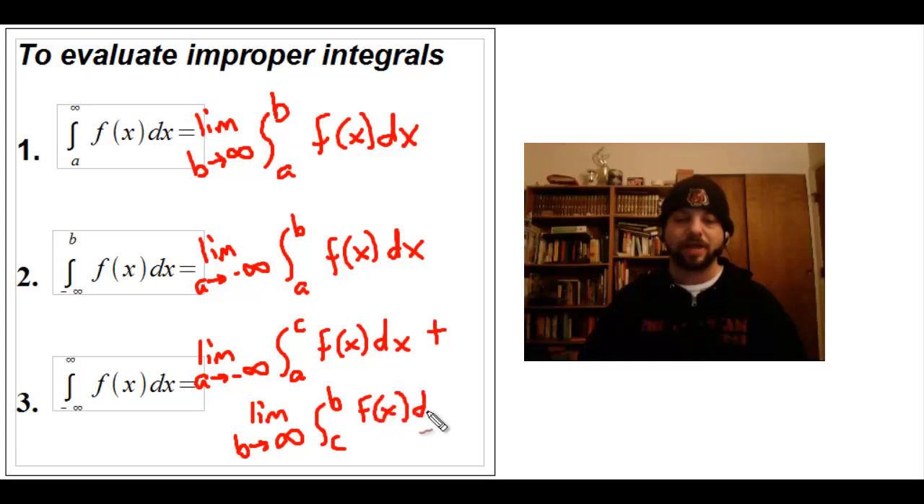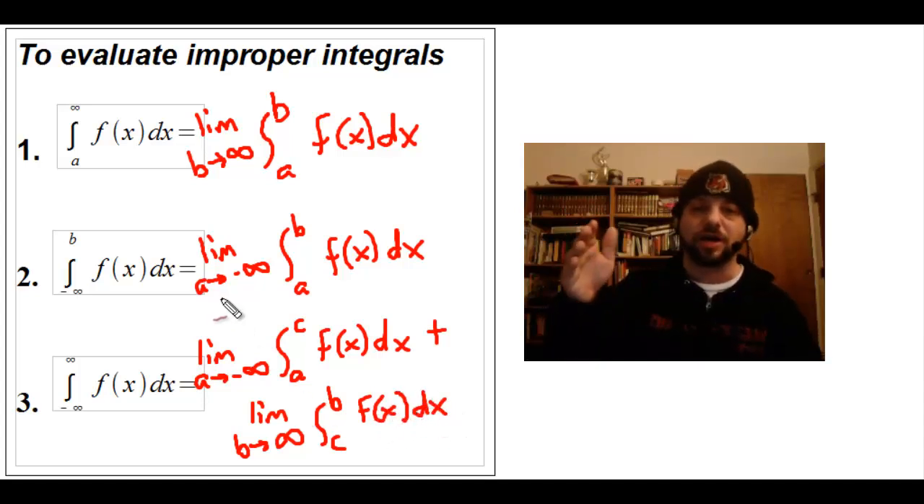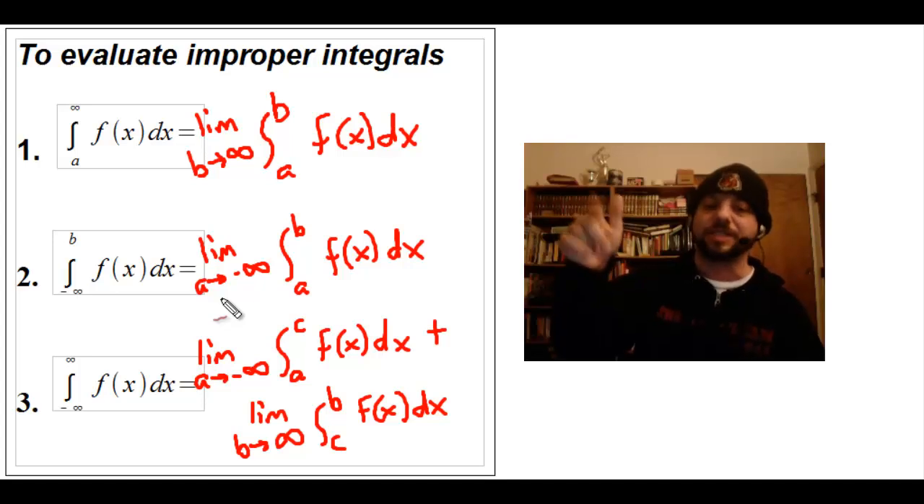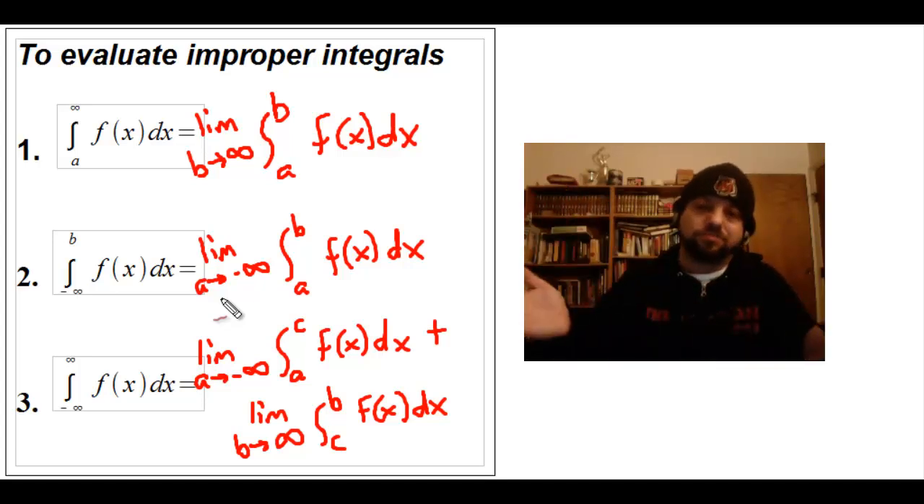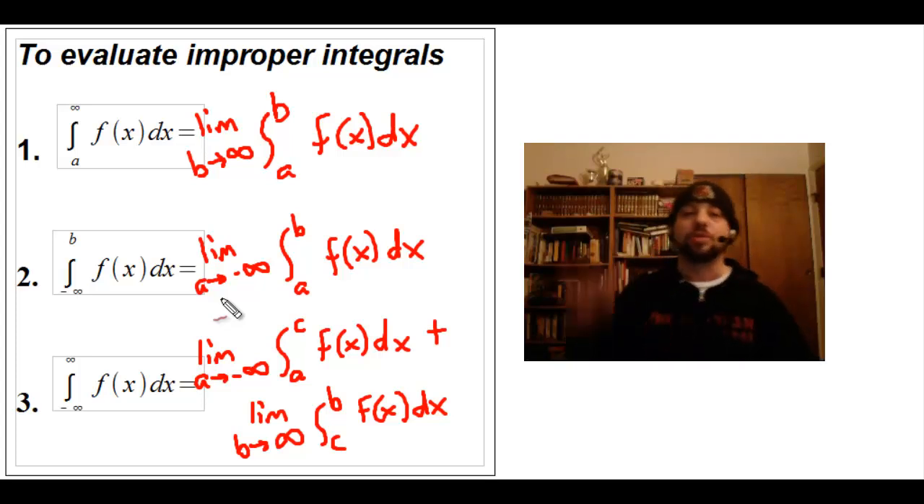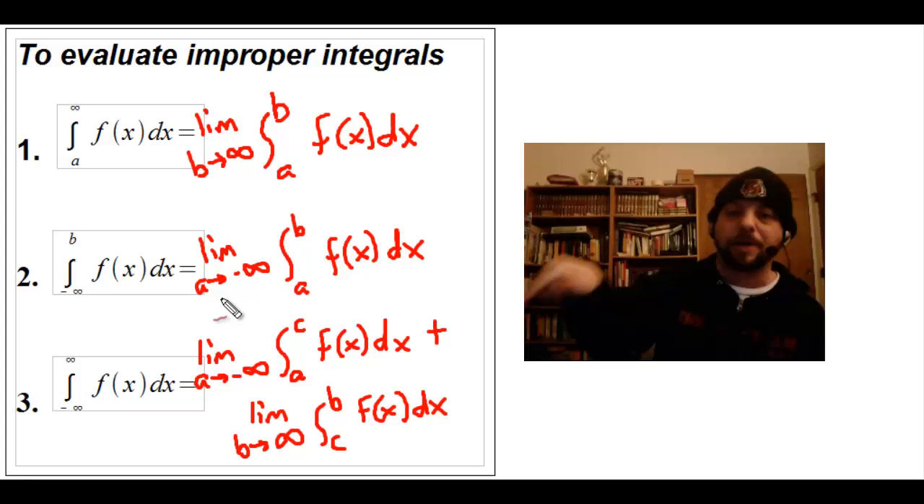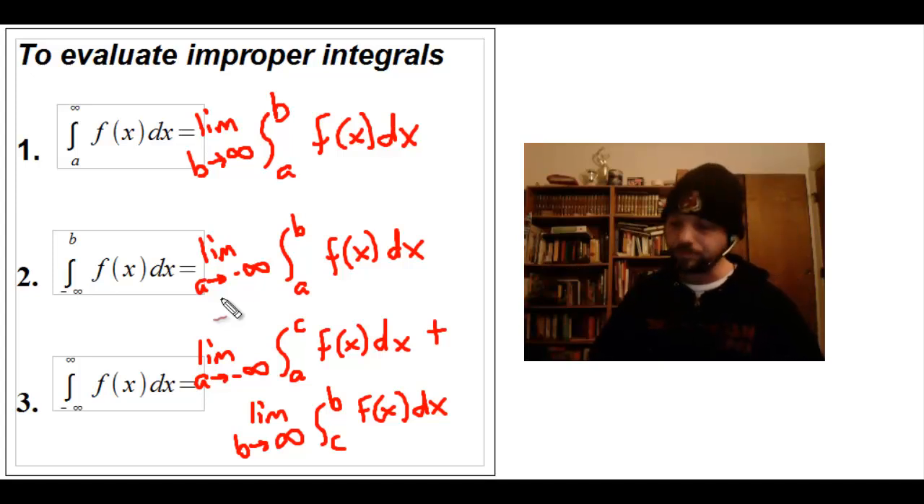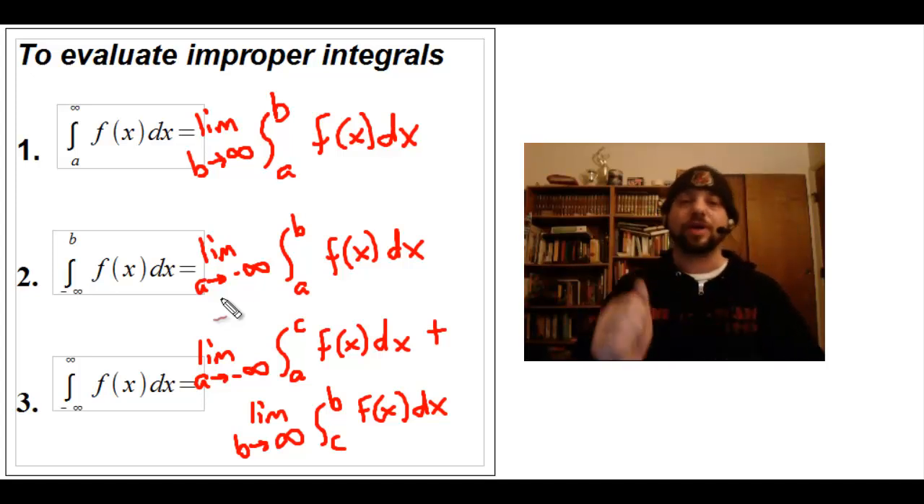We learned a while back that when we integrate from a to c and then from c to b, we can split it into 2 and then just add the 2 integrals together. So that's what we're going to do here in the bottom situation. Well, now that we know that, why don't we go ahead and take a look at some actual examples.